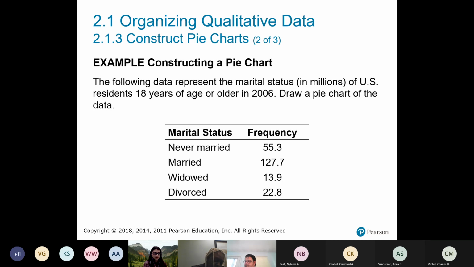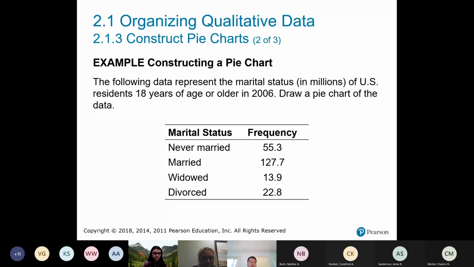55.3, 127.7, 13.9, and 22.8. I need somebody to add those up. I'm not going to do it, but I want somebody to add those up for me. And I need two people to confirm the same number before I put it down here. So somebody add those up. I'm sorry, what did you get? 219.7. Okay, I heard 219.7 twice.